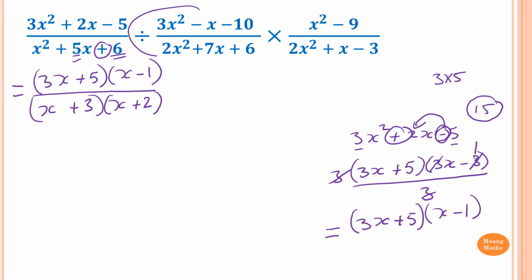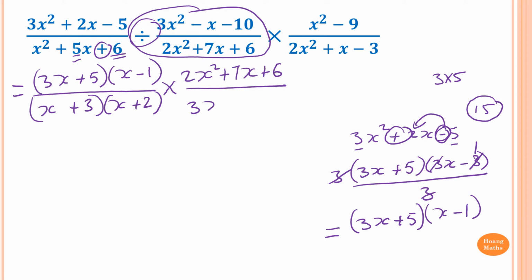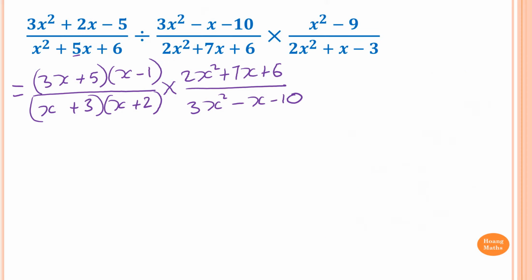Then what I do with this term here, because it's divided by, I just flip it first. So that becomes times. So which is 2x squared plus 7x plus 6 all over 3x squared minus x minus 10. So now x squared minus 9 is 3 squared, so this is a difference of 2 squares. So which is x minus 3 and then x plus 3.